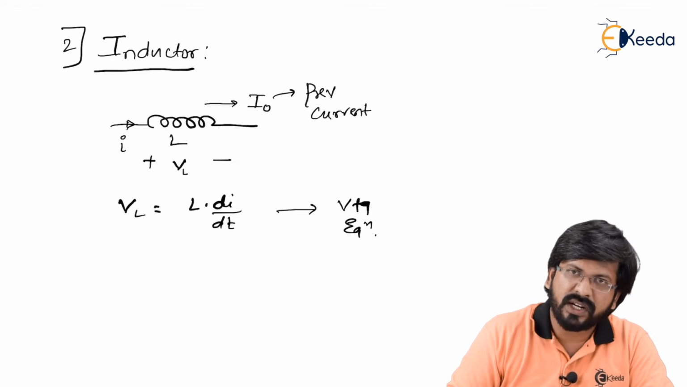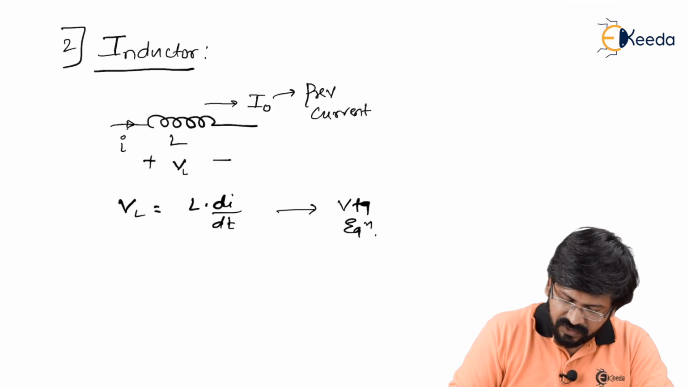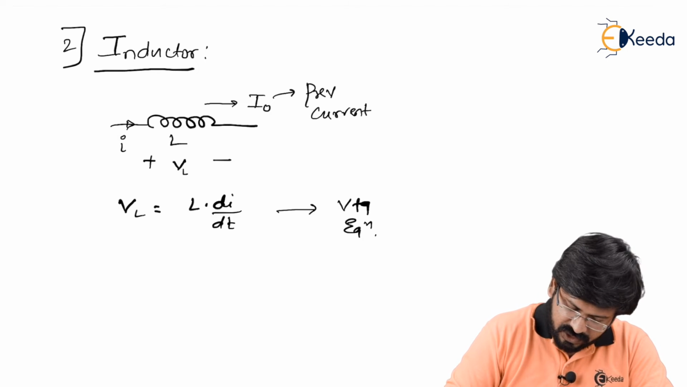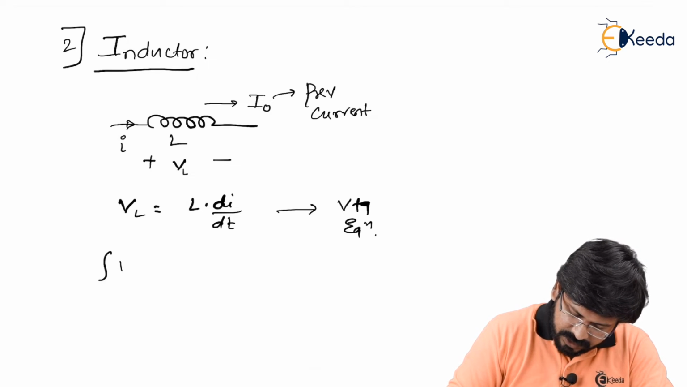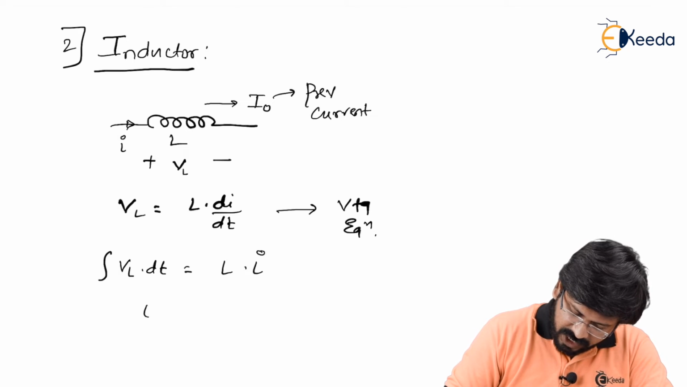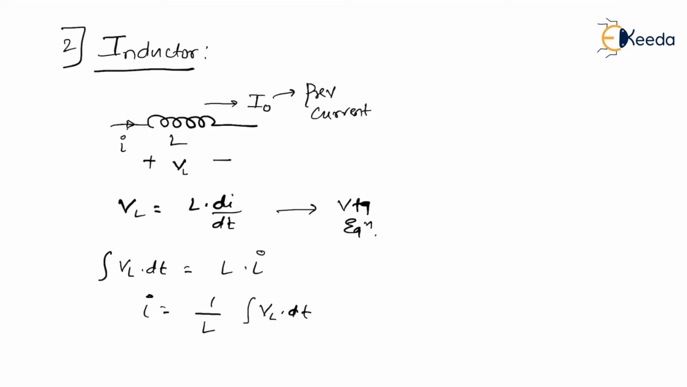Now suppose you want to calculate current. As you can see, the current is in derivative form. So to take that current out of the derivative, you need to integrate both the sides. So now this becomes integral of VL dt. This will become L into I, because integration and derivative cancel each other. So I becomes 1 upon L integral of VL dt. As you can see, this gives you the current equation.